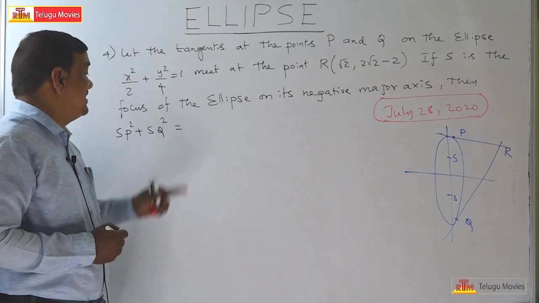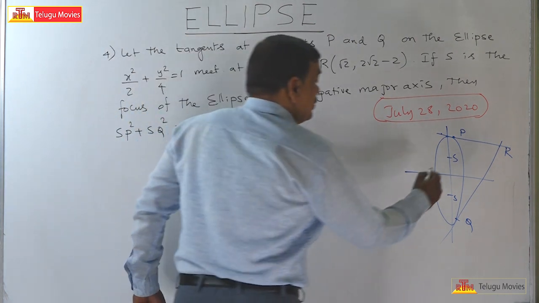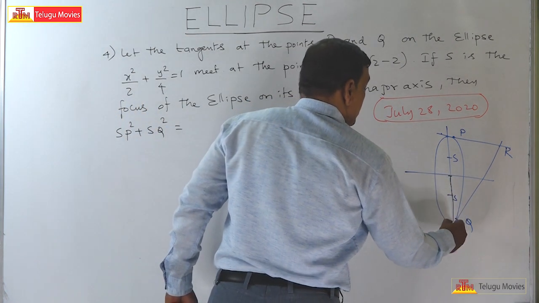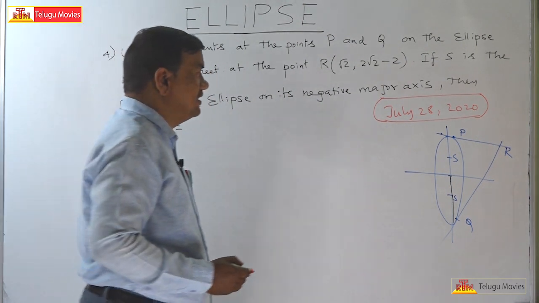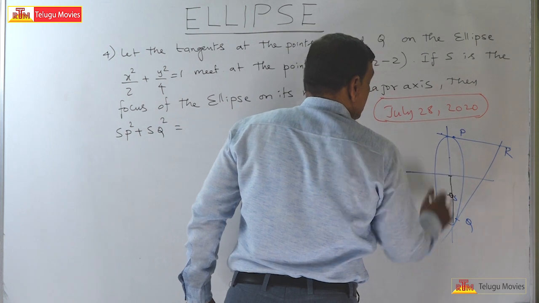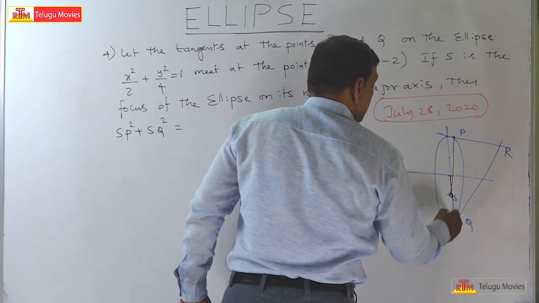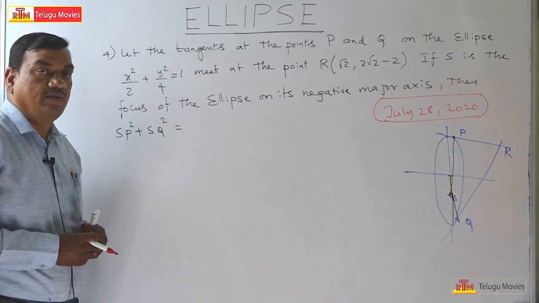Then S is the focus of the ellipse on its negative major axis. Negative major axis means this one is called the negative major axis and the top is the positive major axis. From S, so forget about this. We have to find SP and SQ, then SP square plus SQ square.